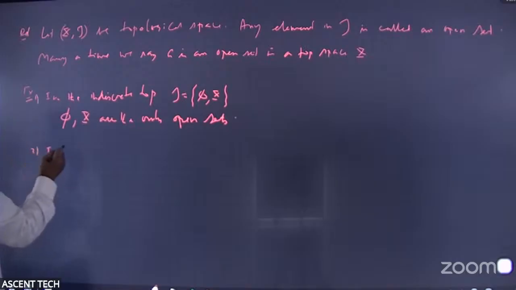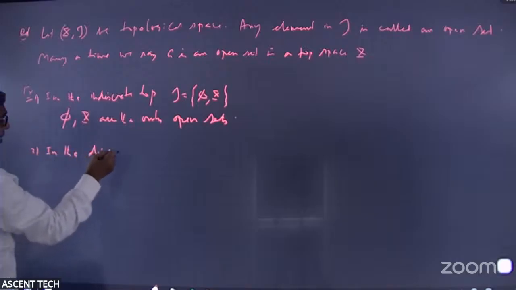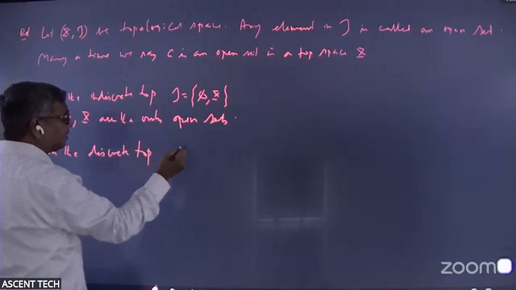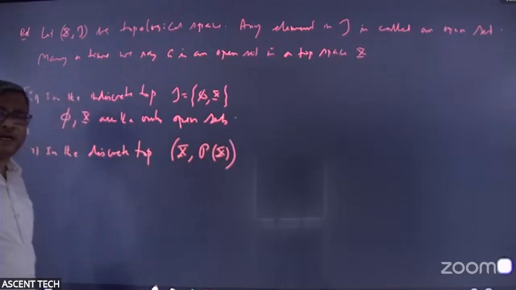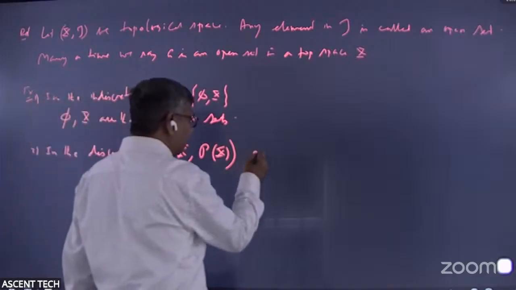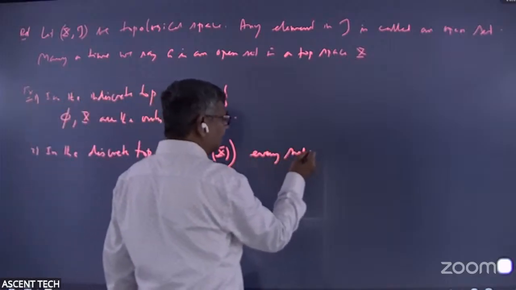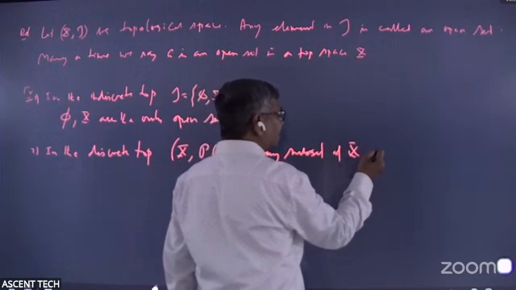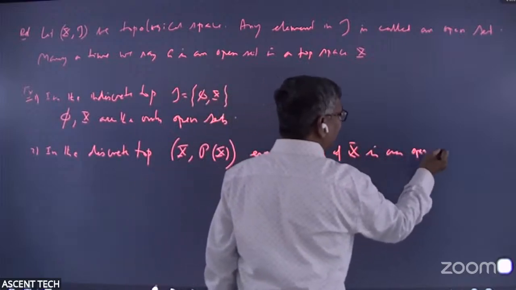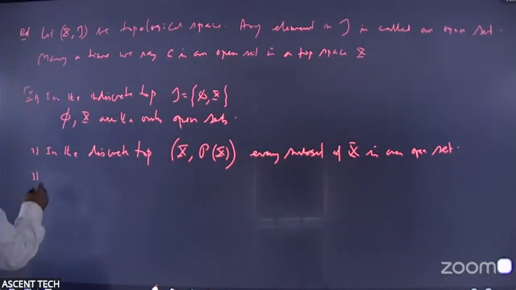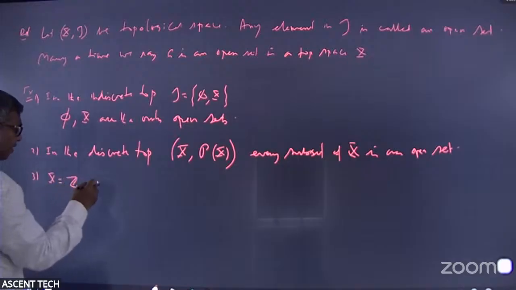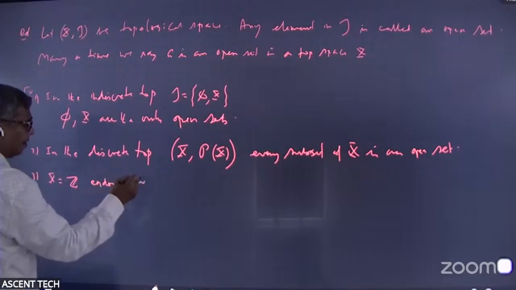In the discrete topology, what is the discrete topology? It is X together with the power set of X. That is the topology. Every subset of X is an open set. Let's take another example, maybe the cofinite topology. What I will do is take X to be the set of all integers, Z, endowed with the cofinite topology.